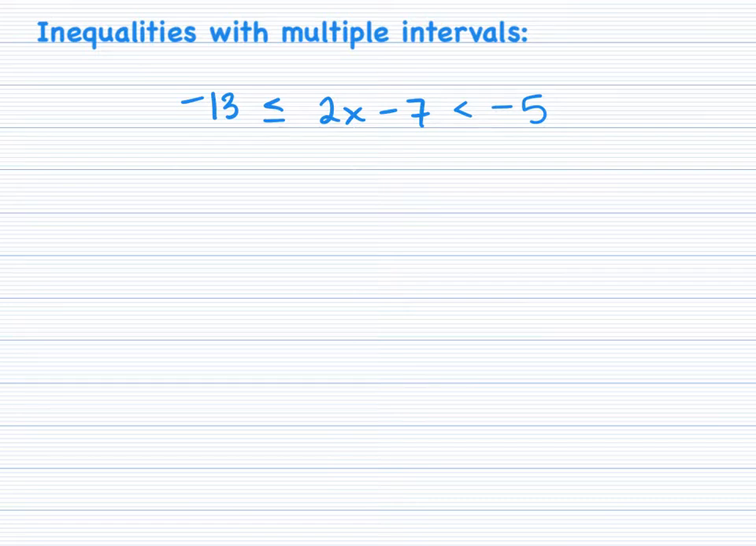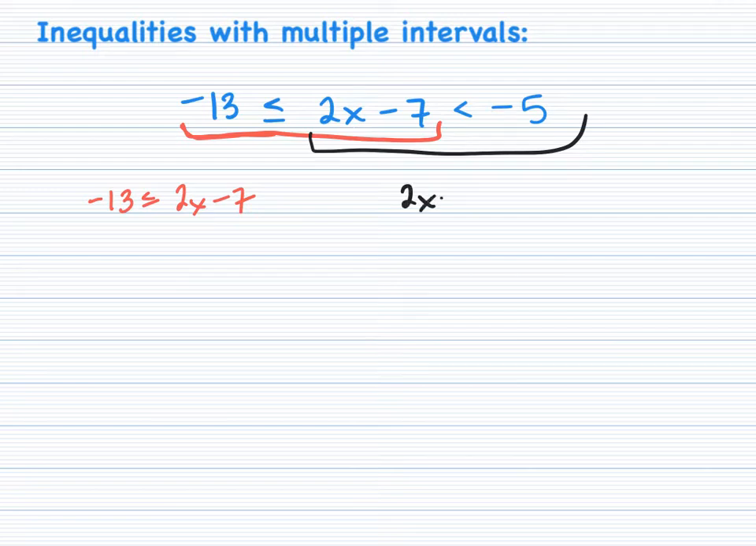We also have inequalities with multiple intervals. I'm going to show you two ways to do this. One of them will work every time, and one of them works better with linear inequalities. So the first one is I split off the middle section with the negative 13. So I have one inequality that's negative 13 is less than or equal to 2x minus 7. Split off the other one to be 2x minus 7 is less than negative 5.